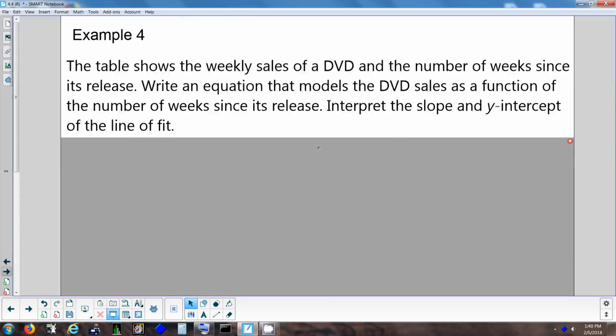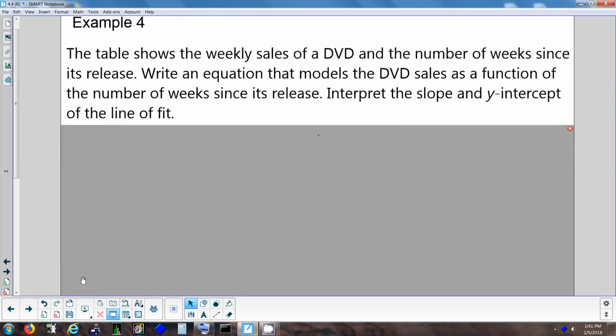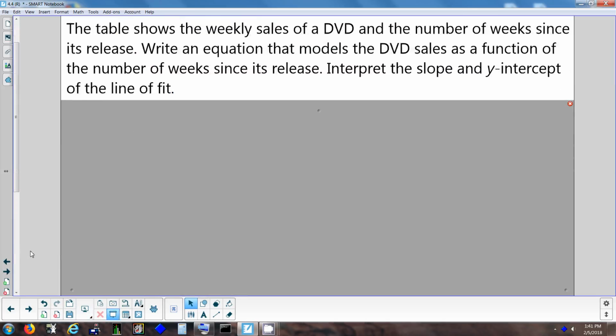All right, so the table shows the weekly sales of a DVD by the number of weeks since its release. Write an equation that models the DVD sales as a function of the number of weeks since its release. Interpret the slope and Y-intercept of the line of fit. So this is why, guys, in the warm-up, we went back to graphing a line, finding slope, and finding the Y-intercept, because we're coming back to it now. That's why we had you do it in the warm-up.